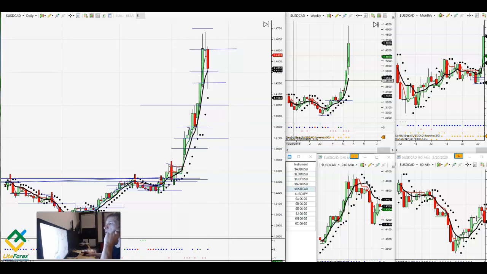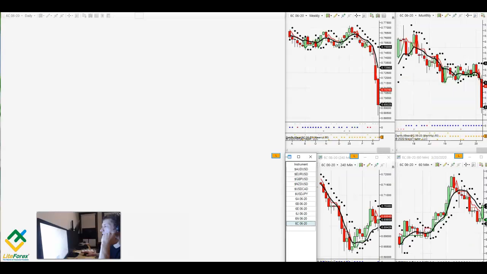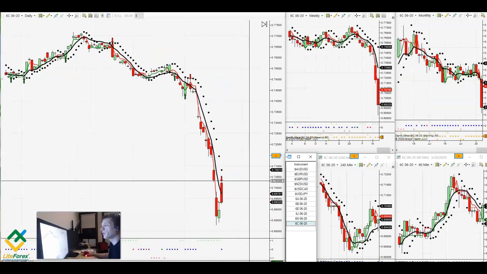So let's see if this can continue the break to the upside, but it's got to start breaking 46 and 47. It's just going straight up. Nothing goes straight up forever. And if we look at the Canadian dollar, it's been getting absolutely demolished.